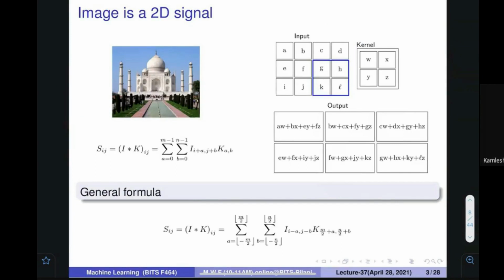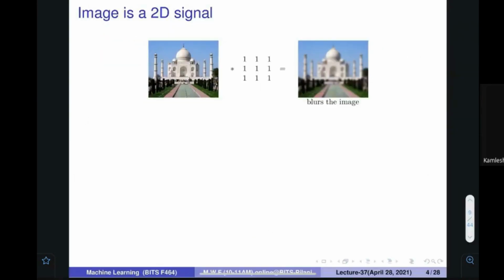Any problem in this? Hope this is clear to you, that if you want to find out the things, you have to take this small kernel and slide it over the complete image, and you would be getting something different. As an example, we have seen that if this is the image and you multiply with this kernel, that is 1 1 1 1 1 1, and we assume that there is also 1 by 9 written over here, what is the thing that you are going to get? You are going to get a blurred image.